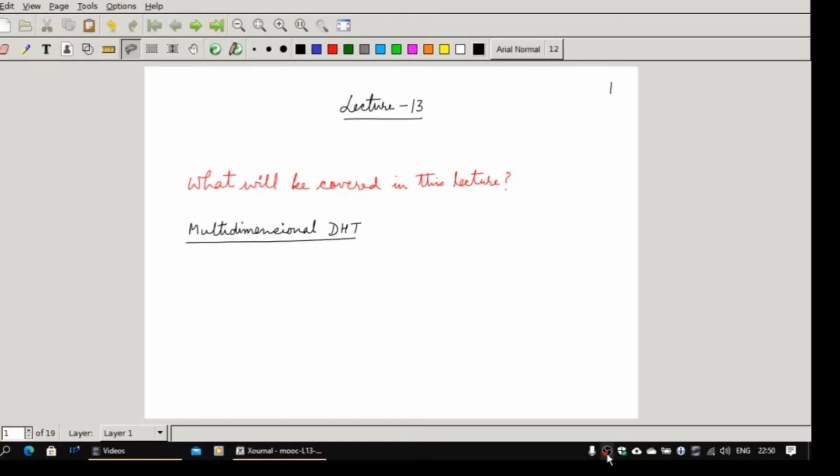Welcome to lecture 30. This is about multi-dimensional distributed hash tables, which we are going to talk about in this lecture.